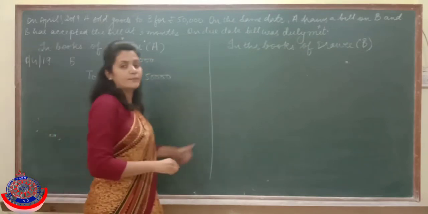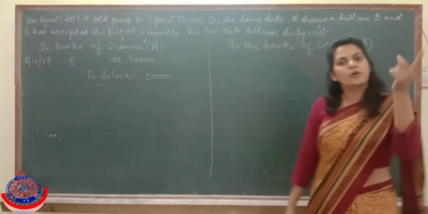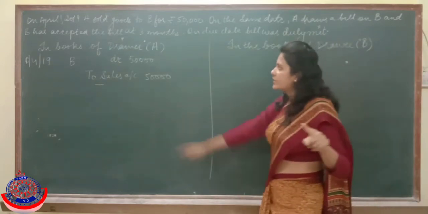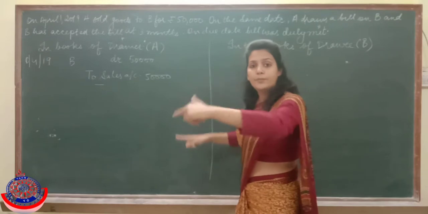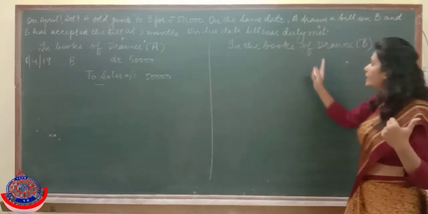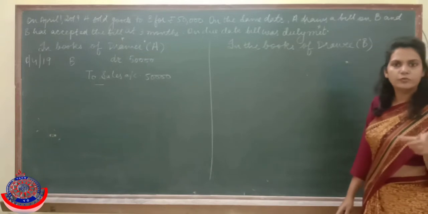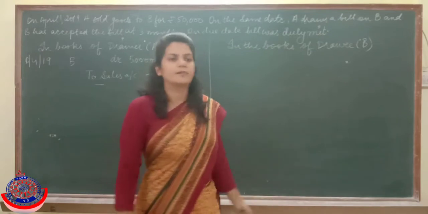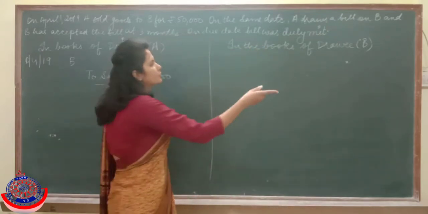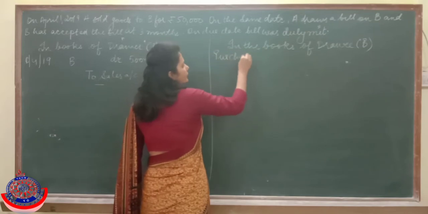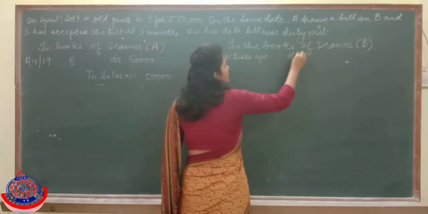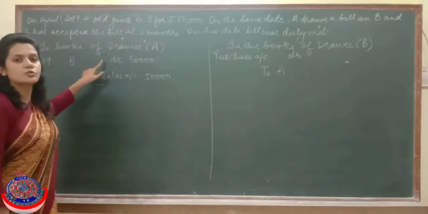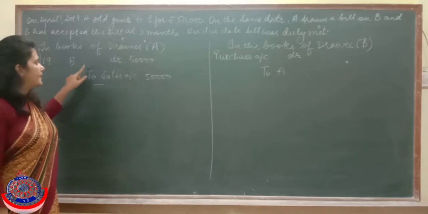Now if I have to pass the same entry in the books of drawee, think from his point of view. Drawee is B. If A has sold goods to B, then obviously A will record the entry of sale, but B has purchased goods from A. So B is going to record the entry from this point of view, and for B, A is his creditor. As he has purchased the goods, goods come into the business of B. So B is going to pass the entry: purchase account debit to A, because A is the creditor.